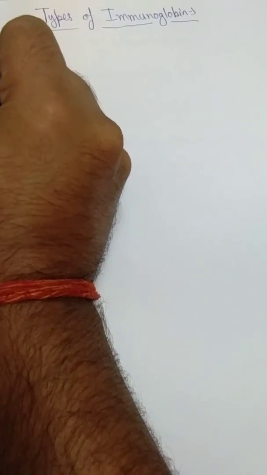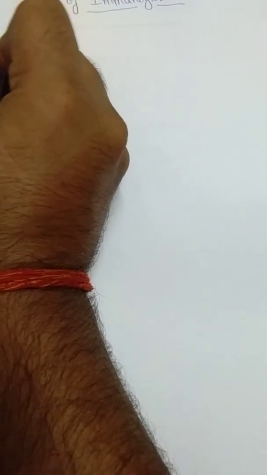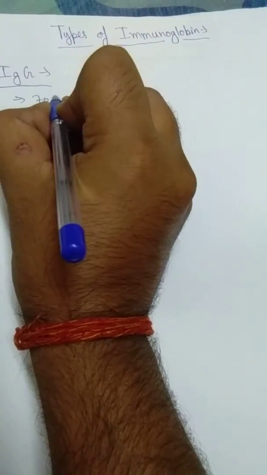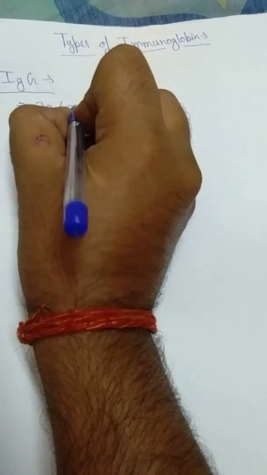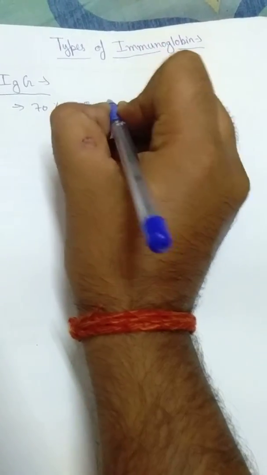I am going to teach you the types of immunoglobulins. The first immunoglobulin is IgG. IgG is monomeric and makes up 75 to 80% of the total serum immunoglobulin. IgG plays the dominant role in chronic infection and the secondary response. You need to understand what a chronic infection is and what an acute infection is. Chronic infection is a long-term infection and acute infection is a short-term infection.